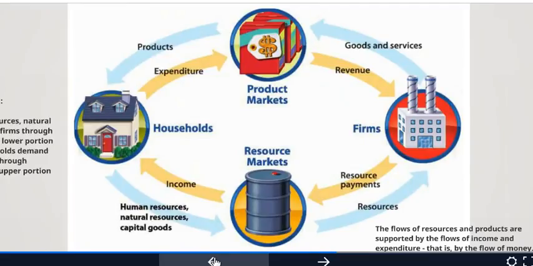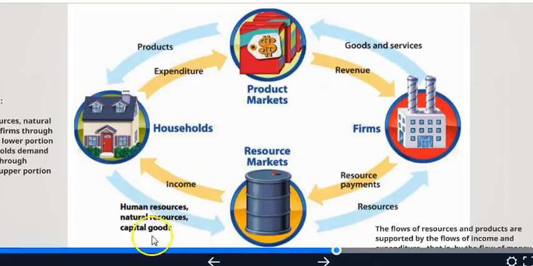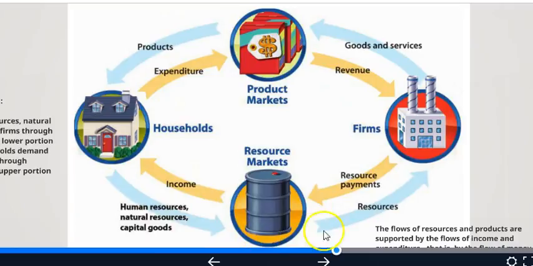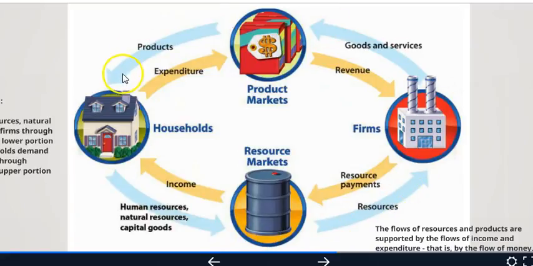So I'm going to repeat that last thing again. The supply and demand for resources come together in a resource market to determine what firms pay for resources. So here we have expenditure. They buy products, which is revenue for the firms. And the firms pay, which becomes income for the households. Okay? So the yellow is really the flow of money, and the blue is the flow of resources and goods and services. I hope that makes sense.